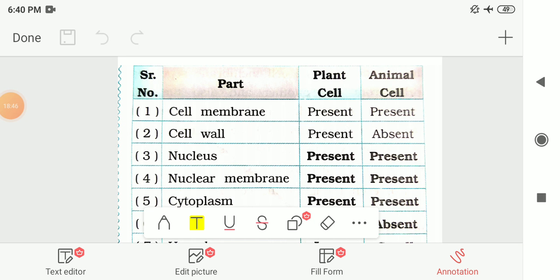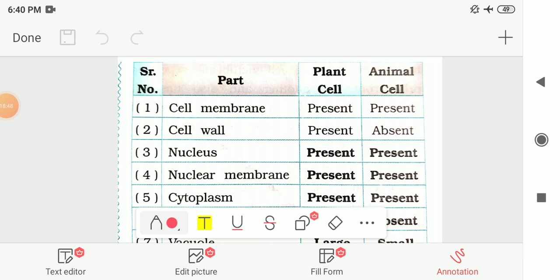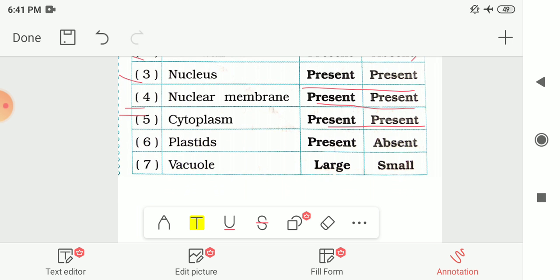The first one given to you is the cell membrane. In the plant cell it is present, and in the animal cell it is also present. Next is the cell wall. The cell wall is present in the plant cell but it is absent in the animal cell. Then the next one is the nucleus. The nucleus is present in both of the cells. Next is the nuclear membrane. Again it is present in both of the cells. Next is cytoplasm. Again cytoplasm is present in both of the cells.